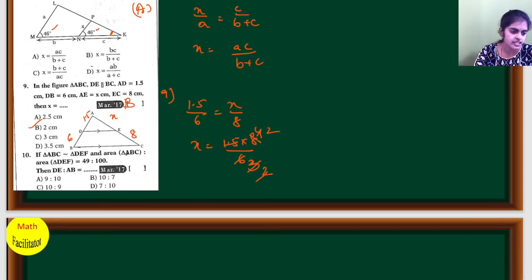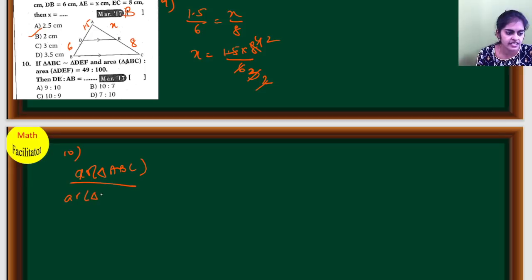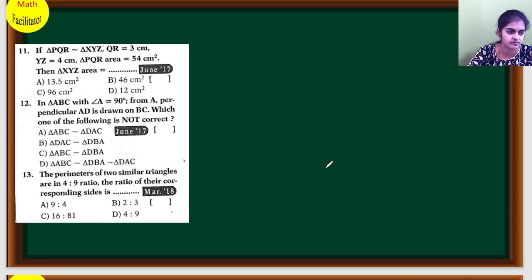See the next one, 10th question. These two triangles are similar in the area. So area of triangle ABC upon area of triangle DEF is given as 49 upon 100. This is equal to the square of the sides, so it is DE by AB whole square. So what is DE by AB? This is 7 upon 10. Just to be on the safer side, I am giving you this. So it is option D.